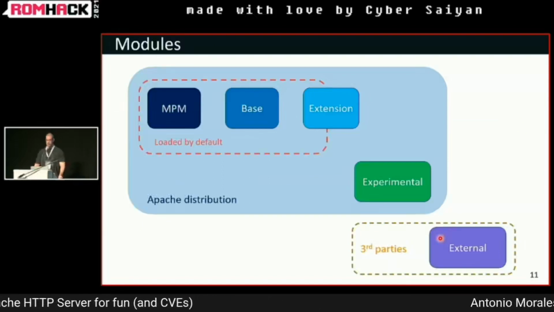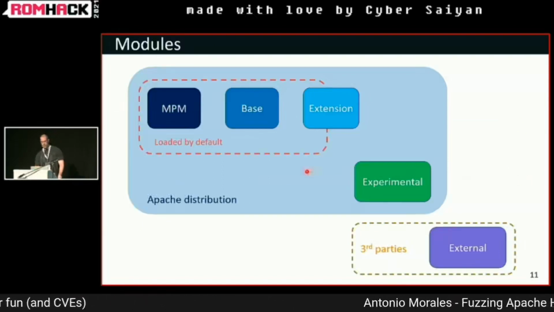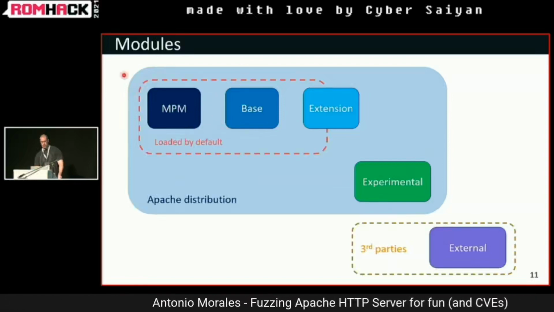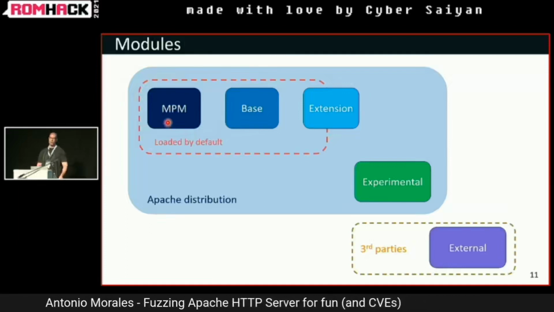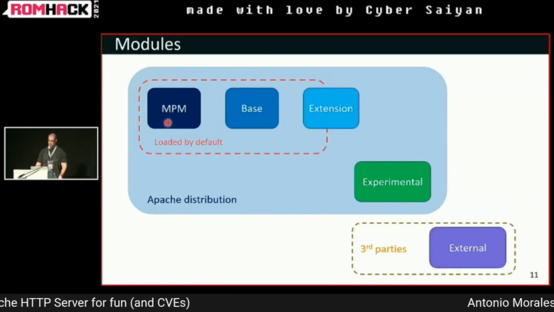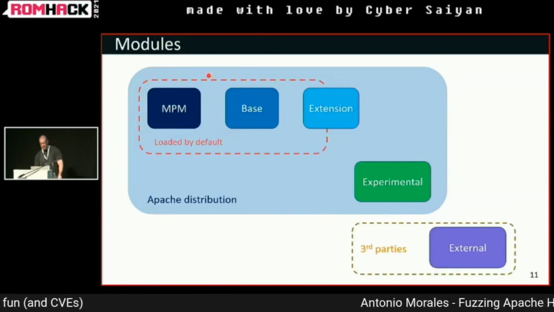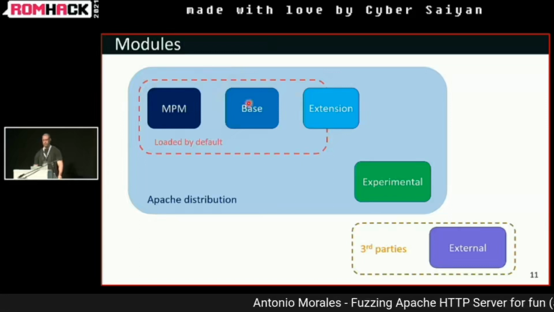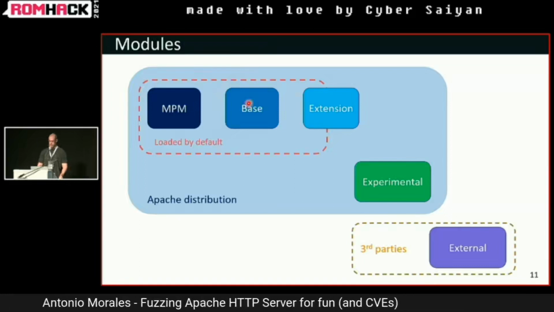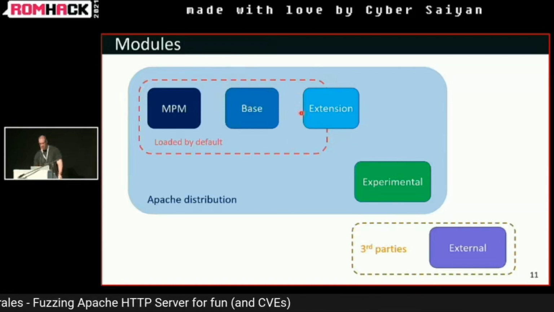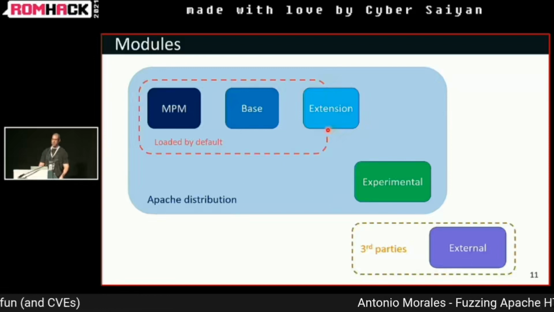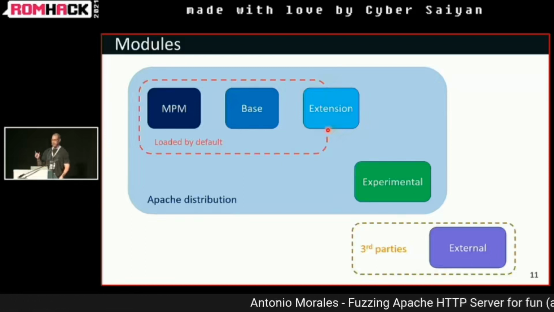Among these modules, we have 5 different categories. The first one is the MPM modules. These types of modules are responsible for basic request handling and dispatching. Then we have the base modules. These are modules that are compiled and loaded by default. We also have the extension modules that are not normally loaded into the web server, except for a few cases.